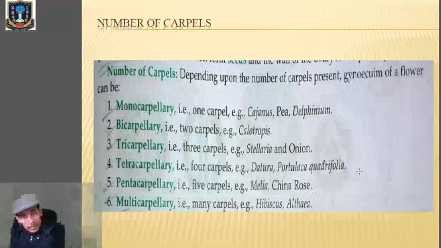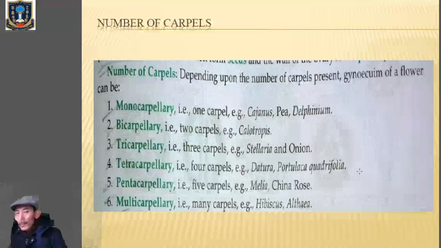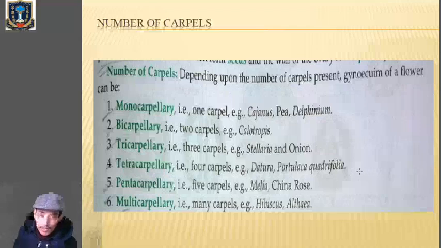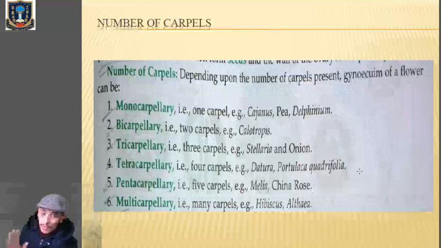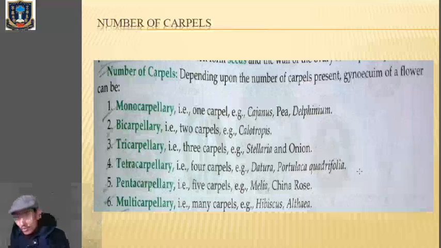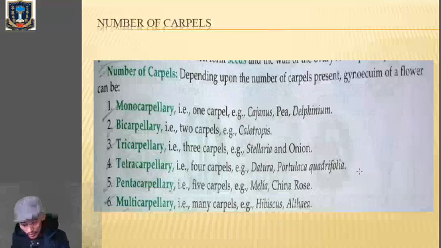Depending upon the number of carpels present, gynoecium can be monocarpellary, that means presence of 1 carpel; bicarpellary, presence of 2 carpels; tricarpellary, presence of 3 carpels; tetracarpellary, presence of 4 carpels; pentacarpellary, presence of 5 carpels; multicarpellary, presence of more than 5 carpels or many carpels. Okay, so kindly go through the examples also. This is very easy. Monocarpellary, bicarpellary, tri, tetra, penta, and multi.